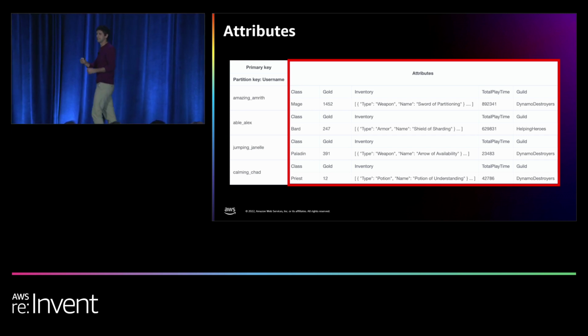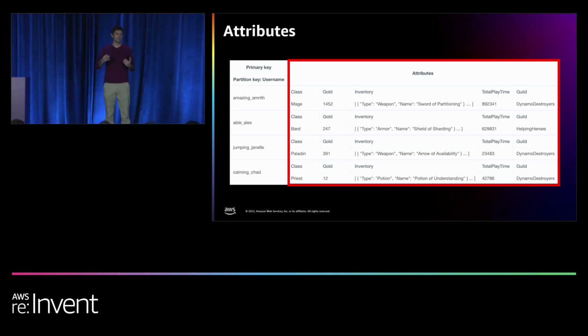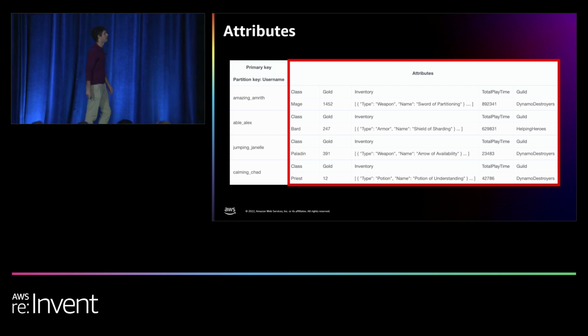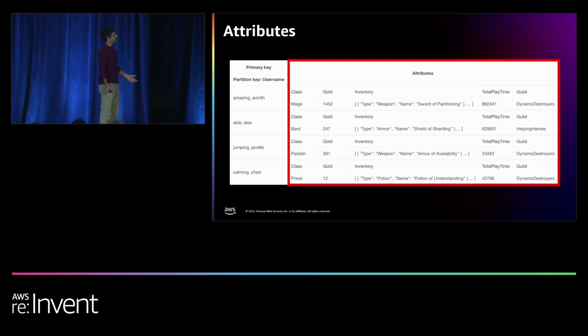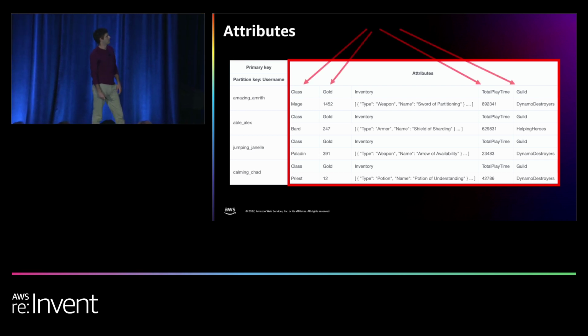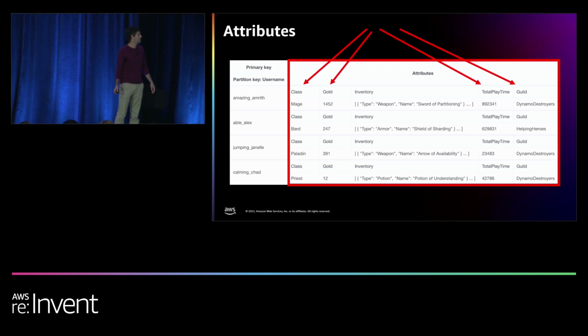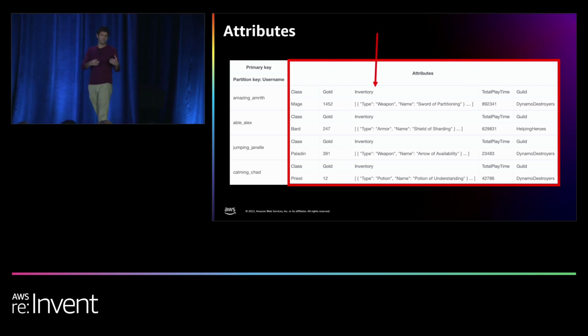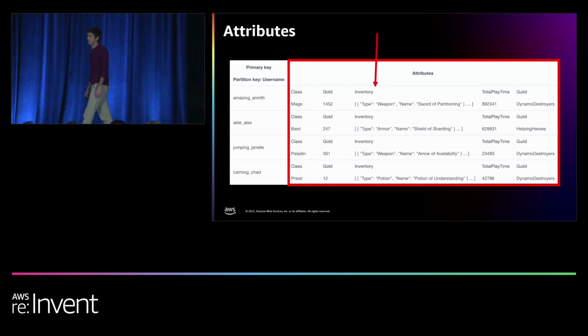So DynamoDB is schemaless. There's not going to be a schema that Dynamo is going to enforce for you outside of that primary key. And if you look at these attributes, you can see we have some simple attributes, right? Simple scalar strings, numbers like class, gold, total playtime, guild, things like that. But you can also have complex attributes. You can have lists and sets and maps. We'll talk a little bit about when you'd want to use those.